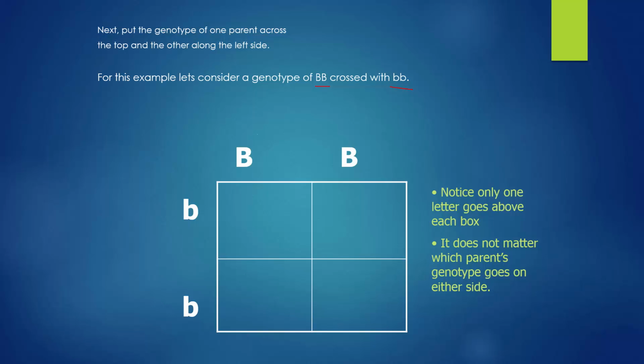So the first parent, each allele of this genotype gets broken up into its own column. The letters, or whatever the genotype is, of the other parent go along the left side. So this B goes here, this B goes here, crosses with this B, and this B. Hopefully that makes sense. Okay, let me erase some of these.